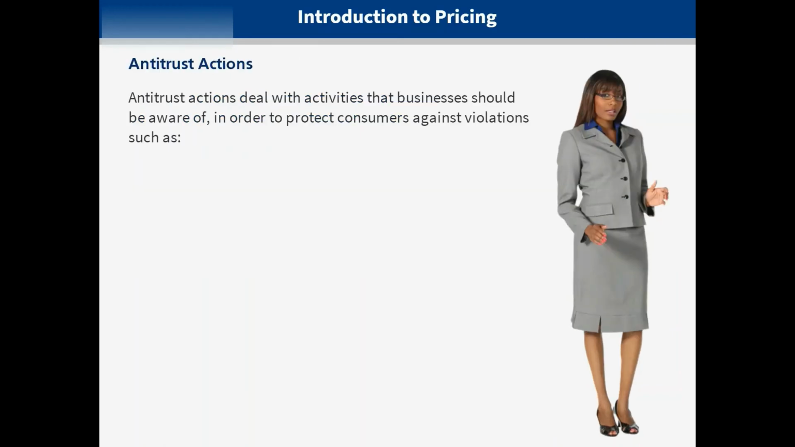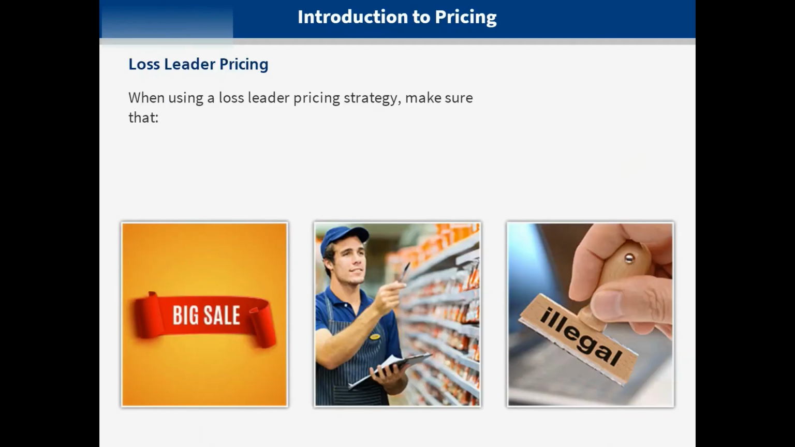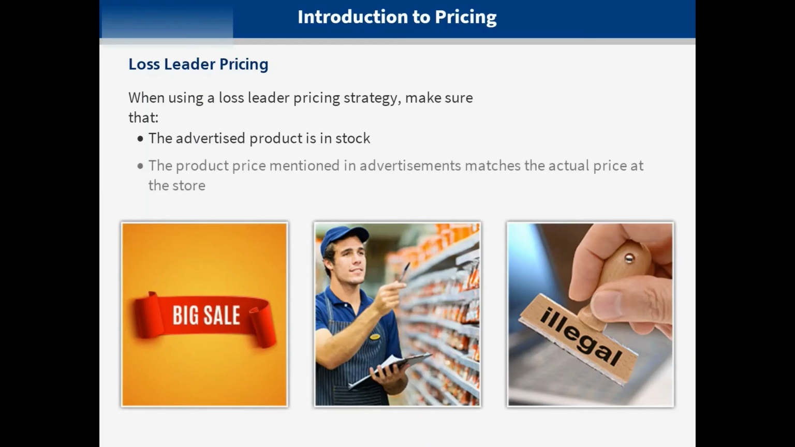Antitrust actions deal with activities that businesses should be aware of in order to protect consumers against violations, such as scheming to fix market prices, scheming to allocate markets or customers, colluding to reduce competition, and monopolizing a particular market. When using a loss leader pricing strategy, make sure that the advertised product is in stock. The product price mentioned in advertisements matches the actual price at the store. If the price mentioned in the advertisement differs from the actual price of the product, it is considered illegal.